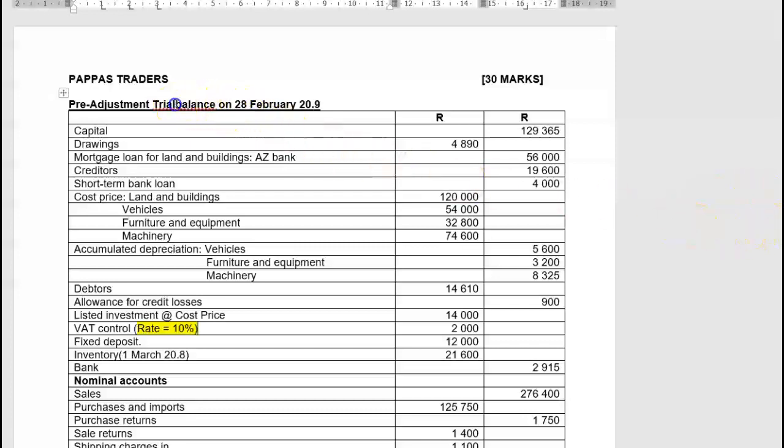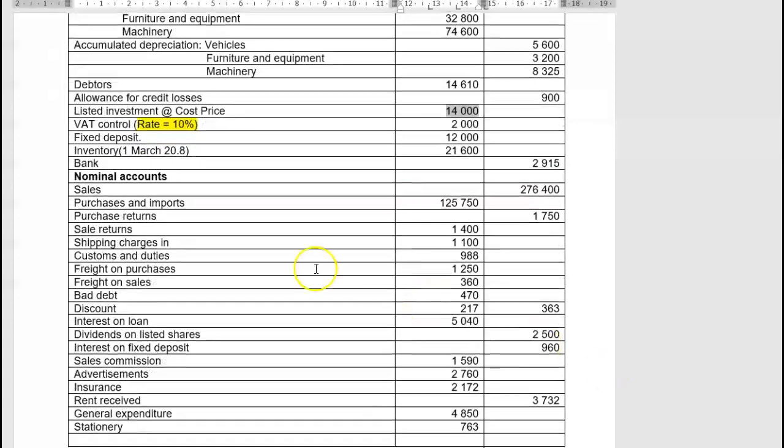The pre-adjustment trial balance as at 28 February was as follows. Capital, drawings, mortgage loan for land and buildings, creditors, short-term bank loan, cost price of land and buildings, vehicles, furniture and machinery, and accumulated depreciation for all your classes of assets. Debtors, allowance for credit losses, listed investment at cost price, a financial asset in other words, a VAT control. Now, please note that the rate that you have to use is 10% in this question. So if you've missed this little bit, you have missed quite a lot and a lot of your calculations would have been wrong. Fixed deposit is also part of financial assets, 12,000 Rand.